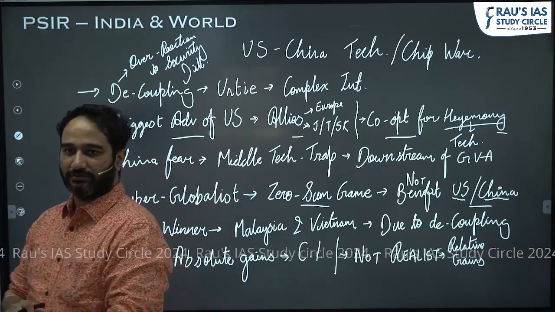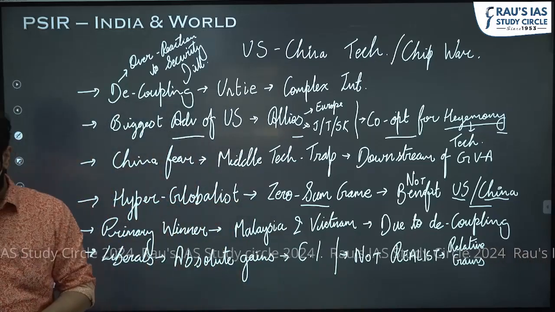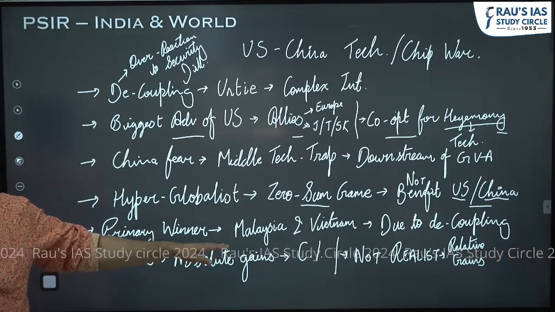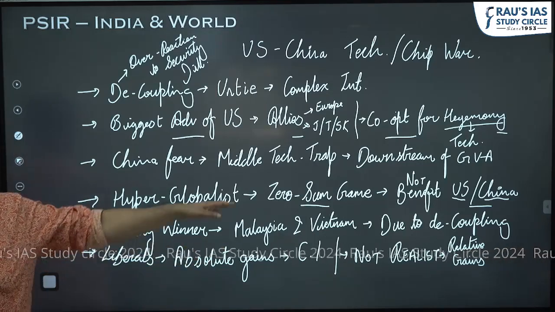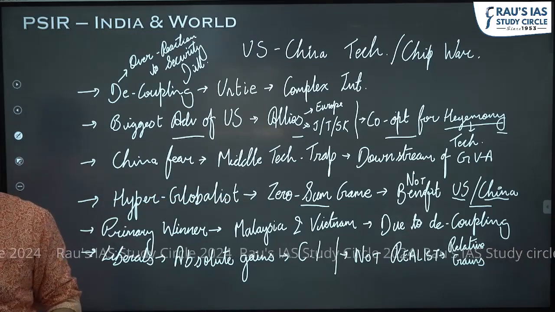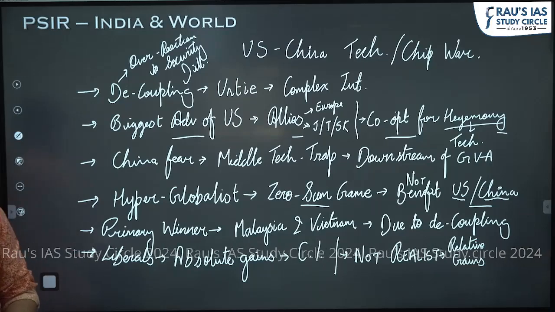Any doubts on this? All right. This part you get, no? Go for absolute gains and not relative gains. Write down the next point.